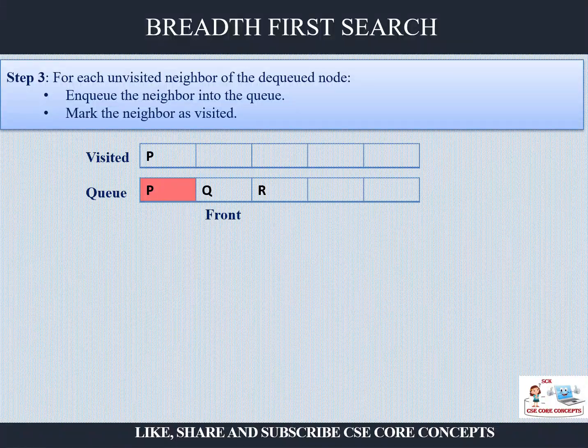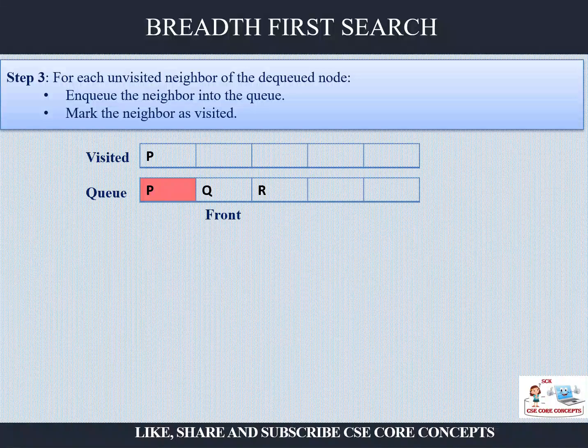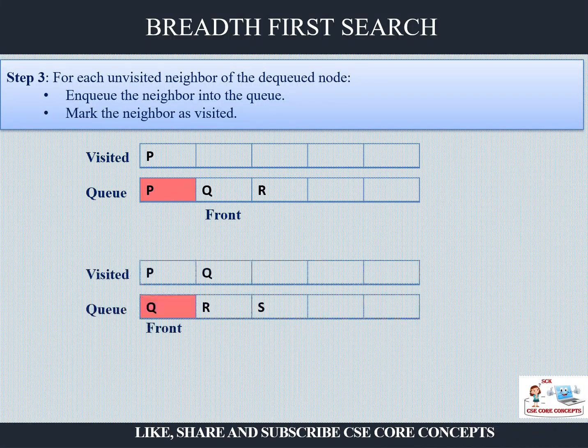Now Q follows what structure? First in, first out. So first I will put Q, then I will put R, and who will be removed first? P will be removed first. So when P is removed from this queue, it will be kept in the visited queue because it has already been traversed. So when P is being removed, who becomes the front of the queue? Q, right? Alphabet Q will become the front.